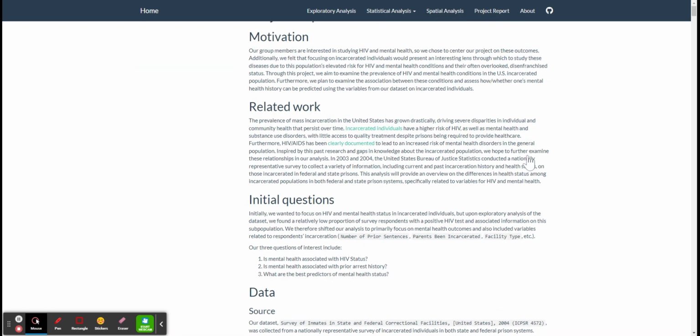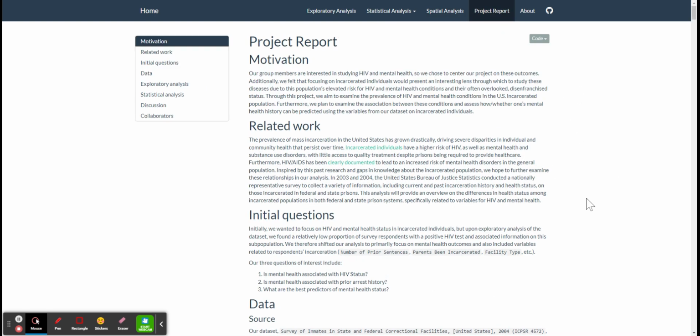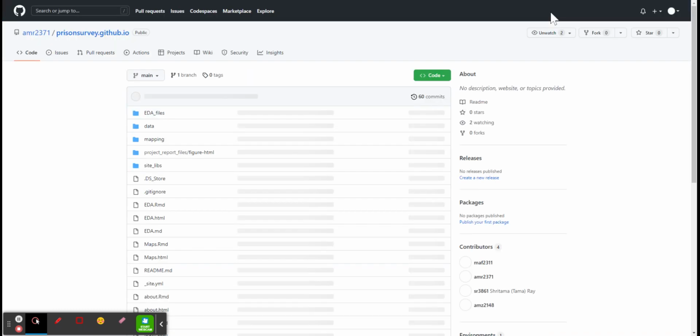Finally, you can see all the details of our methodology and the steps that we took to produce these outcomes in the project report tab. You can also see our coding details in our GitHub repository.